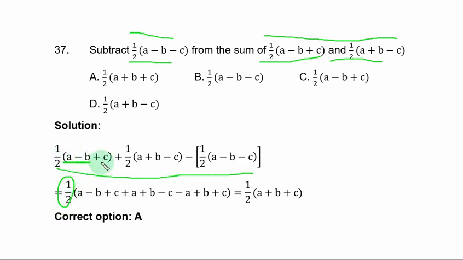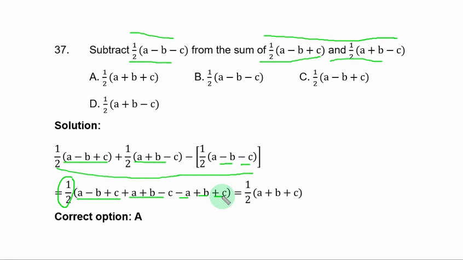You are left with this, and that is what you have here, plus this, and that is what you have here. Now this minus sign will open this bracket. So minus times a, you have minus a. Minus times minus b, you have plus b. Minus times minus c, you have plus c.